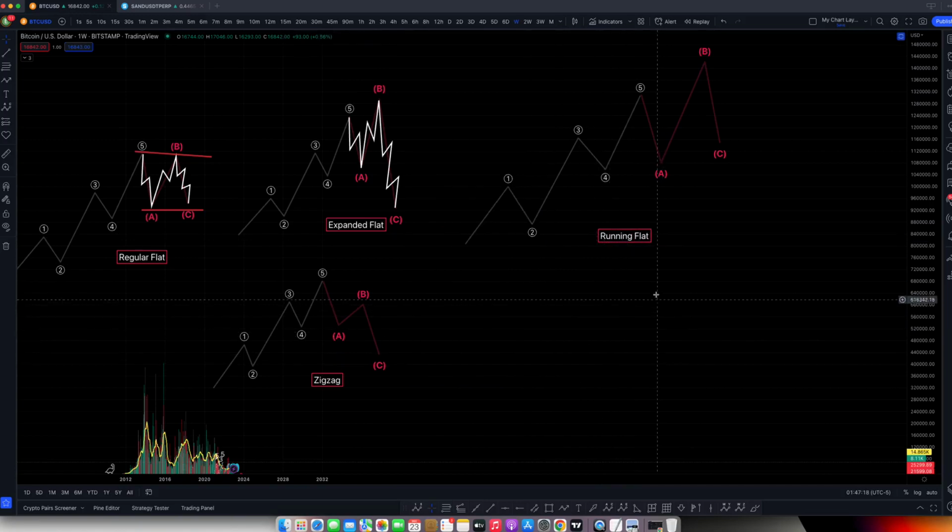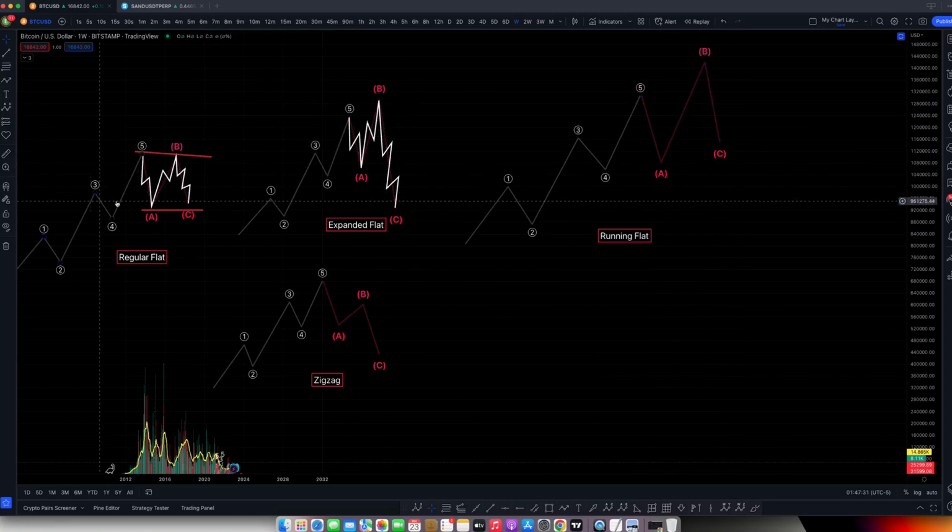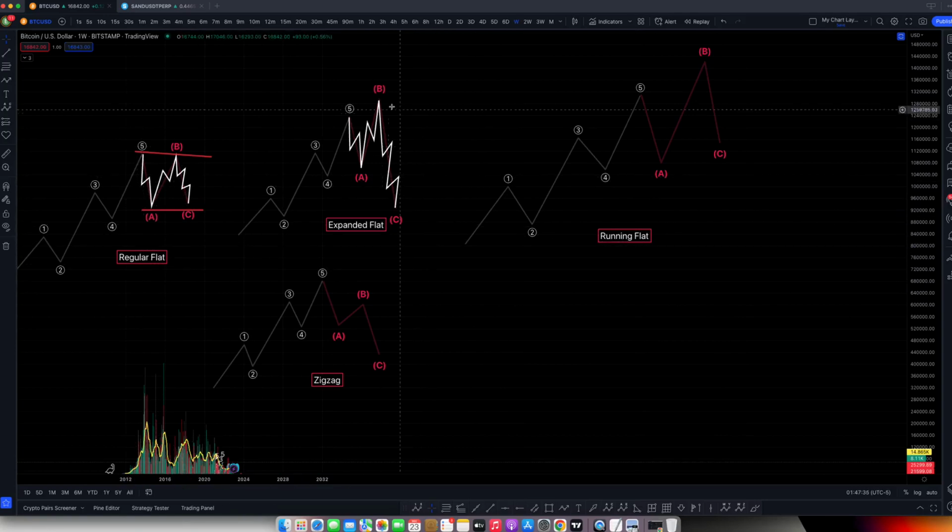In running flat, B will go beyond the start of A, and C will fall truncated. It will not be able to go beyond the end of A. So again, very clear difference. So these are the 3 variations in flat: regular flat, expanded flat, running flat.